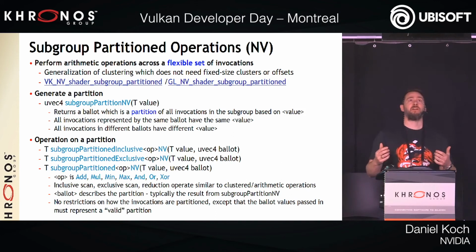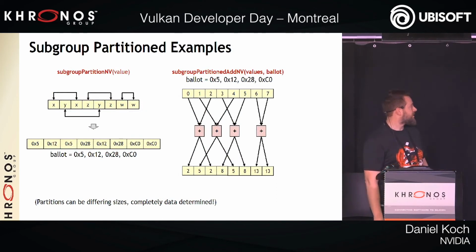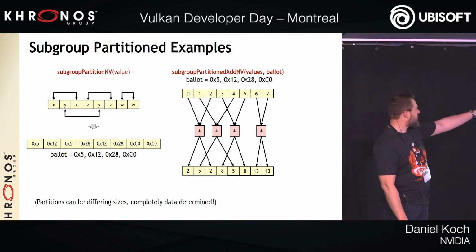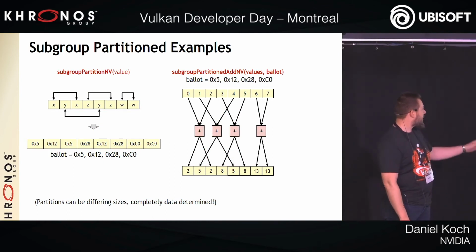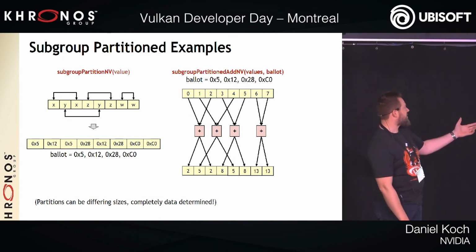There's no restrictions on how the subgroup is partitioned. It just has to be that if you pass in a partition, it has to be a valid partition. So you can't have more bits set than there are active invocations, for example, and things like that. So that's why you generally want to use the result of the subgroup partition function to generate the ballots for that. Just an example of what this looks like. So if you have the subgroup partition function, in this case, you can see it doesn't nicely break down into pairs of values.